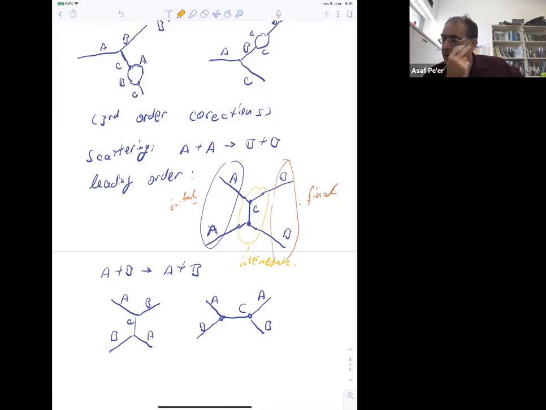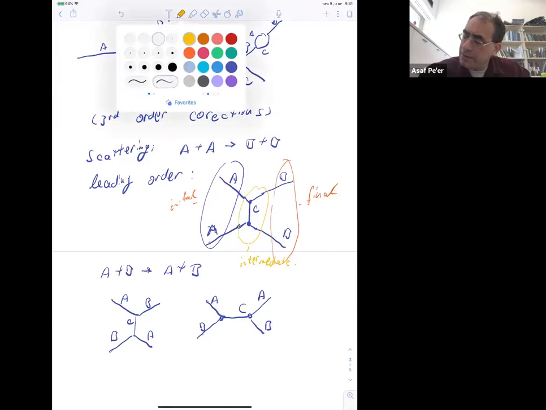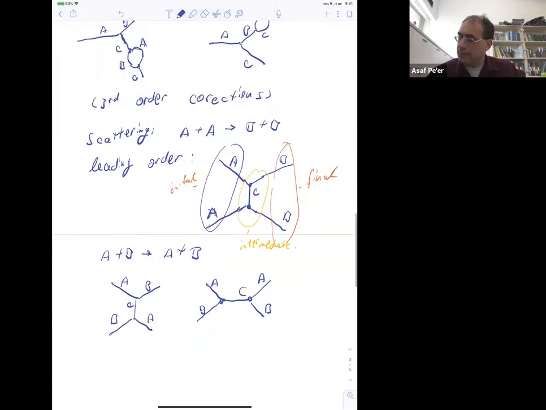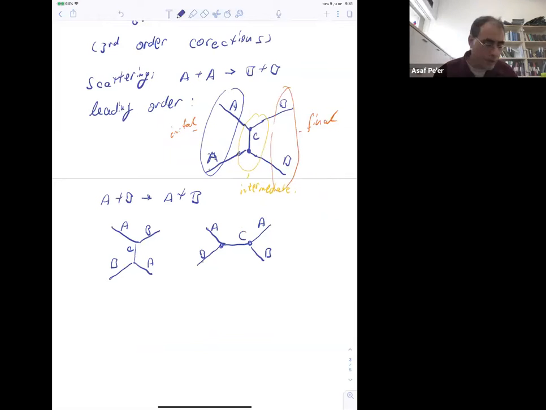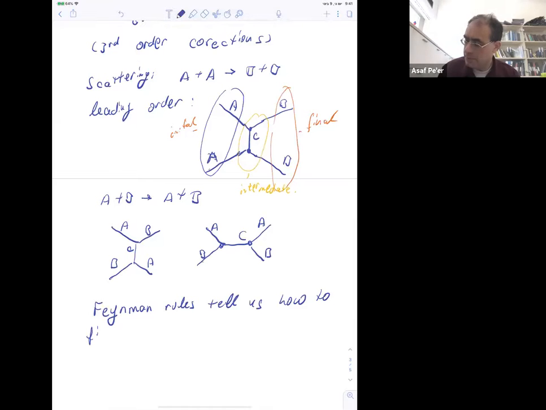So given such a diagram, how do we find the matrix element M? For that, we have these Feynman rules. The Feynman rules tell us how to find the matrix element M from a given diagram.